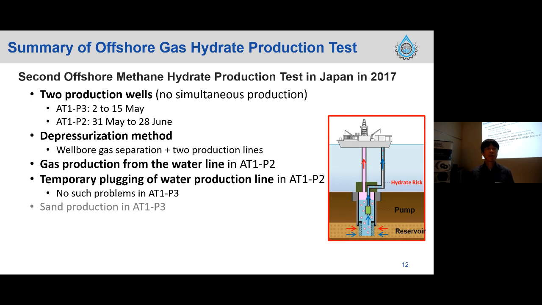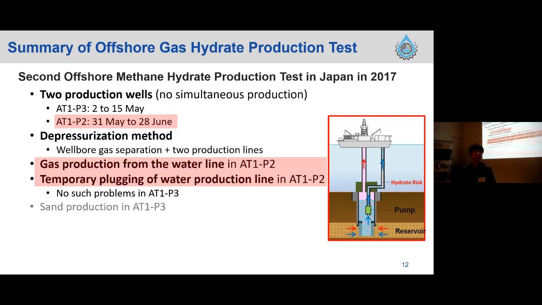And temporary plugging of the water line also happened in 81P2. But such problems didn't happen in 81P3. But in 81P3, much sand was produced from the production wells. Considering these events, we focused on the gas production from 81P2 because our interest is hydrate growth in a water-dominant system.